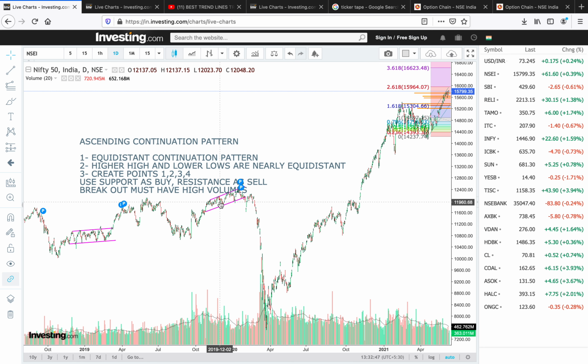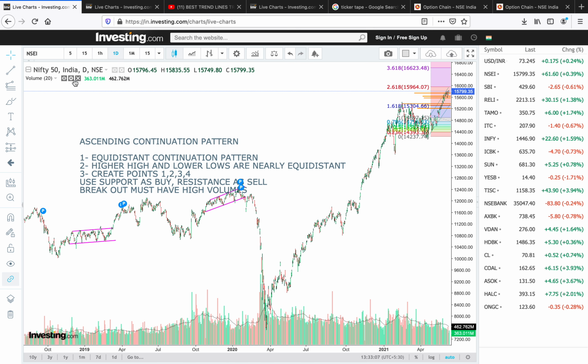I hope you will use this pattern. I hope you will take it to your advantage, and I hope you will be able to take very good advantage of it. See, Nifty formed this pattern. It's an ascending continuation pattern. It was an equidistant formation in these areas, and then a breakout happened. It gave a sell. Now this is an inside area which actually happened, but then the upside again continued.